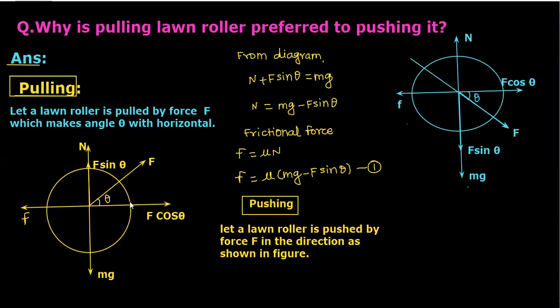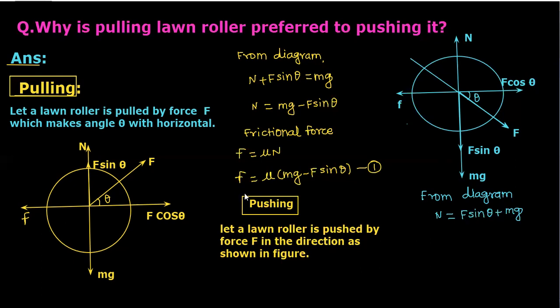What is the difference between these two diagrams? This F sin theta component we were getting in the upward direction in case of pulling, whereas the F sin theta component we are getting in the downward direction in case of pushing. So let's find the normal reaction now from this diagram. N is equal to, this time in the upward direction you have only the normal reaction, and in the downward direction you have F sin theta plus mg. So the normal reaction is equal to F sin theta plus mg.